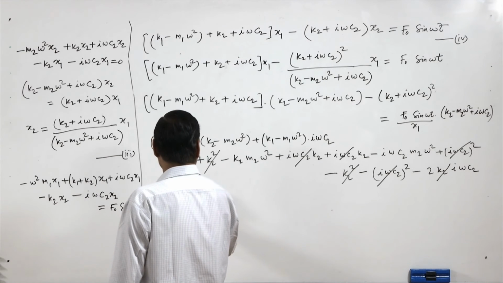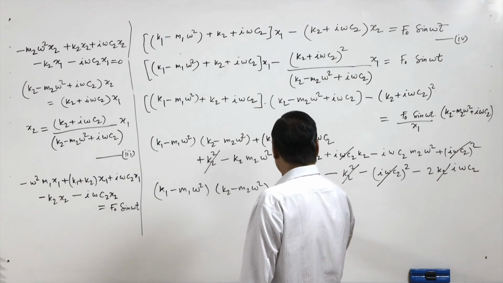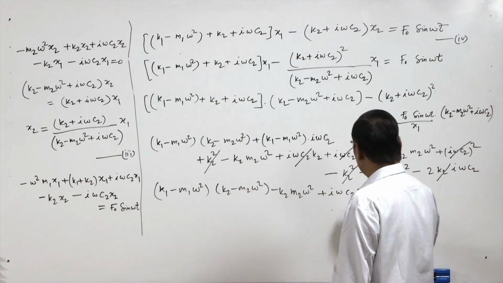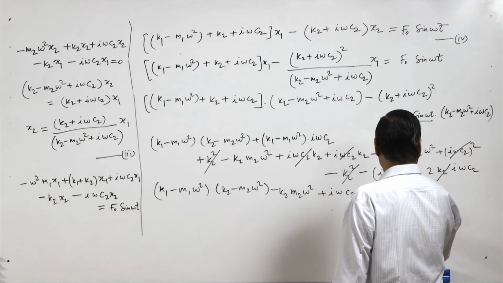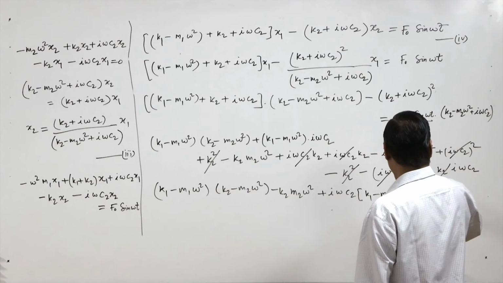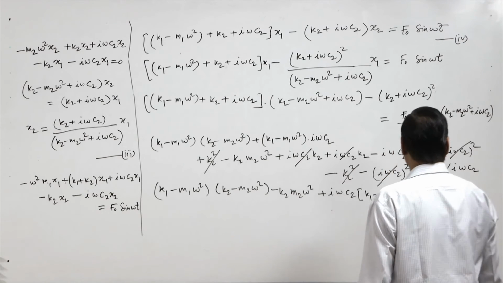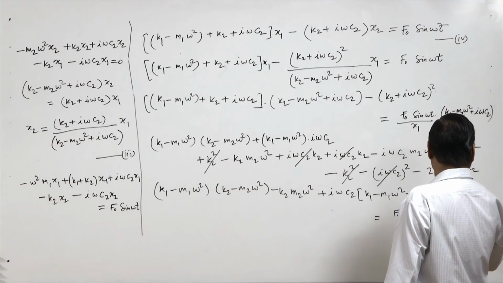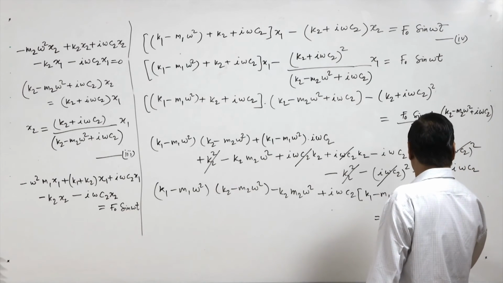So (k1 - m1 ω²)(k2 - m2 ω²) minus k2 m2 ω² plus iωc2. So iωc2 we have (k1 - m1 ω² - m2 ω²), because we can take this out. So this is the left hand side, and that is equal to F0 sin ωt into (k2 - m2 ω² + iωc2) by x1.